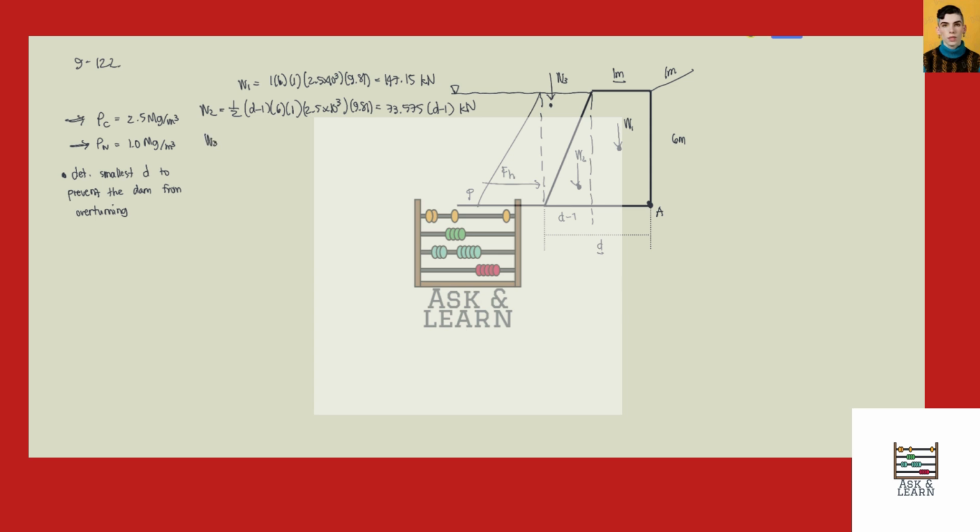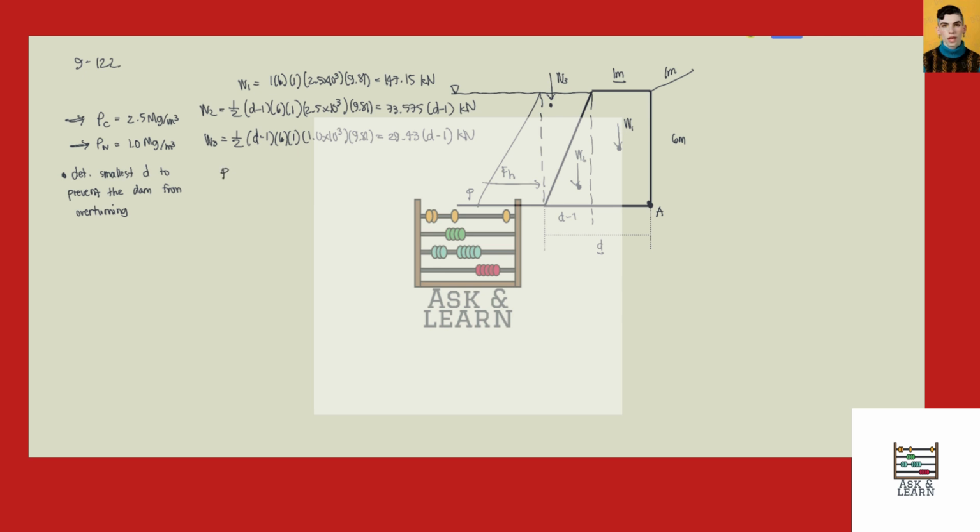And for weight 3, we have the same. So we have the area of this triangular water. So we have 1/2 base times height times the 1 meter extrusion times the gamma of water, which is 1 times 10 raised to the 3 times 9.81. So we have 29.43 times d minus 1 in kilonewtons also.